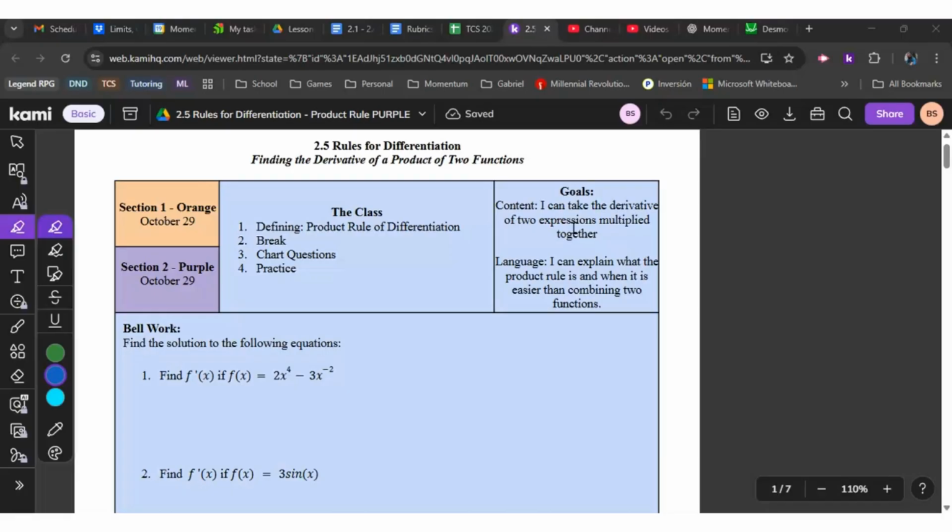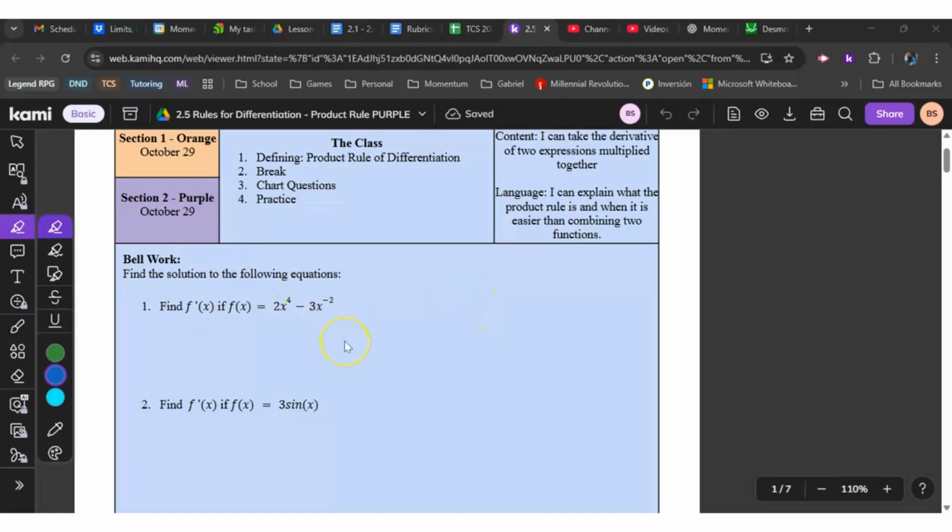Okay? So what this does is if we've got two things multiplied together, then we're going to be able to find the derivative without having to take the limit as h approaches 0 and do all that business, or expanding it all as well. So first thing we're going to do is review a little bit. So for this, all we had to do is use our power rule and also remember how to take the derivative of sine, which we already did.